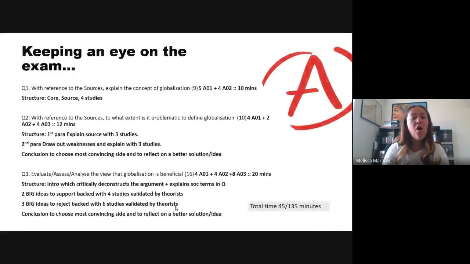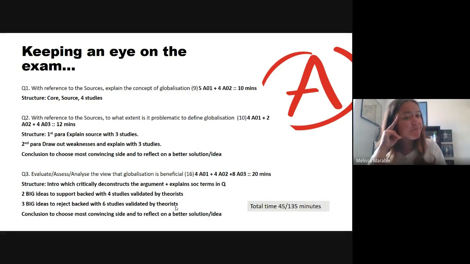So this is keeping an eye on the exam. If you want to do some exam practice, this is now your stretch and challenge. Question 1, with reference to the source, explain the concept of globalisation. You don't have a source. Can I find you a source? Okay, use page 3, and use the 3 shapes as your source for question 1.